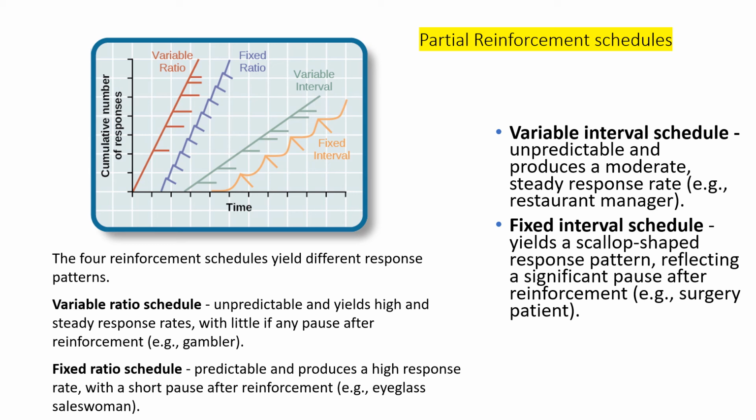There's not any real drop-off. And it's very unpredictable. You see how these lines are at differing distances from one another because it's unpredictable. And then the purple is the fixed ratio. And here we have a very predictable level of behavior. So we see the behavior increases, it continues, and then the person's reinforced.